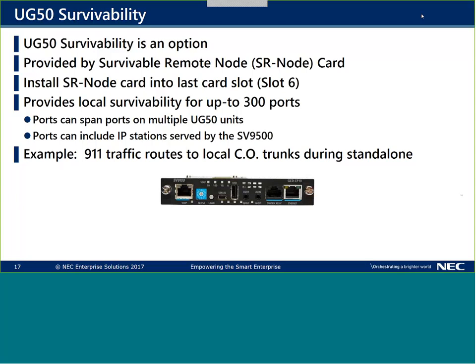In fact, the SR node can support up to 300 ports, which is well beyond the capacity of a single UG50. So really what we're able to do is span multiple UG50 units and provide survivability to them. And we can identify at the port level how we want to do the survivability. In other words, is this station going to survive or not during a failure?